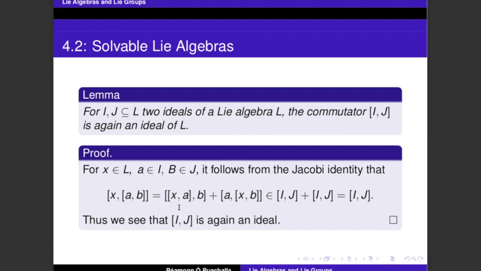But we see that the two of these things are actually contained. The first one, because we've been able to rearrange the brackets using the Jacobi identity, is going to land inside I, this part here. And then this is in J by assumption. So that means that this product here actually lies inside IJ.